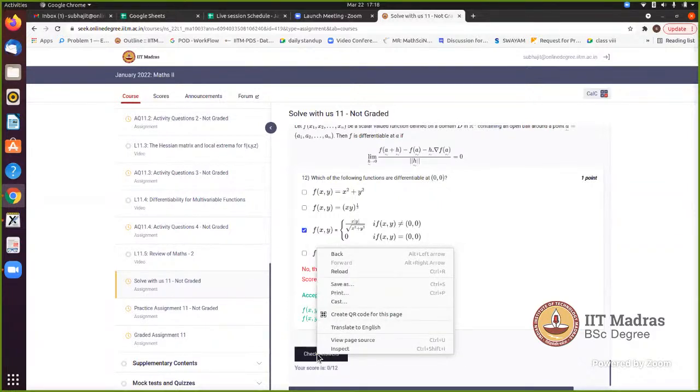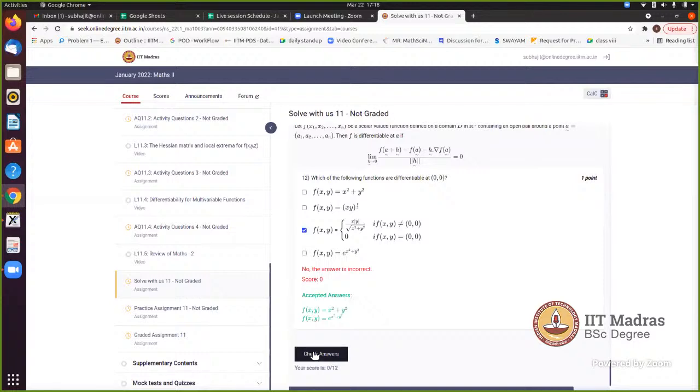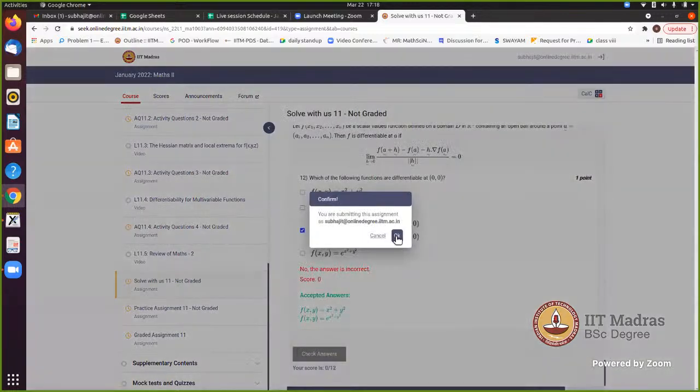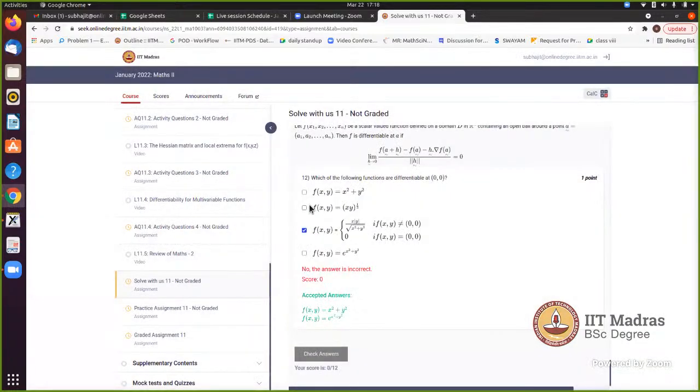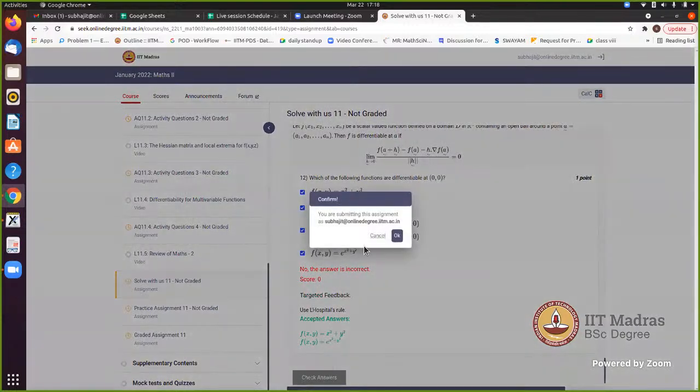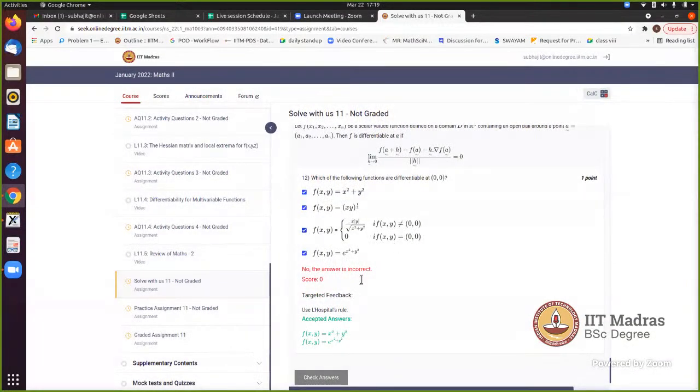This is question number 12. Yes. Targeted feedback is use L'Hopital's rule. For which option? It's not clearly written which option. Sir, can you mark the first and fourth options and then check answers? Yeah, now it is coming. Yes, sir. So maybe, whatever I am remembering, it's for the third option.